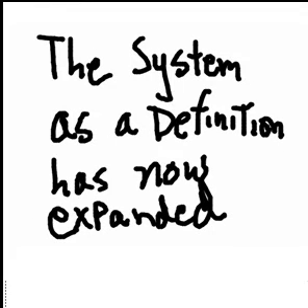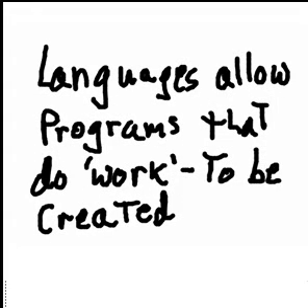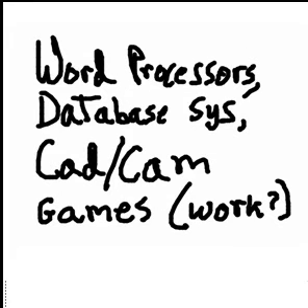The system, as a definition, has now expanded. It's now CPU, memory, I/O, and now language, encompassing compiler and interpreter. These languages allow programs that do work to be created by who? By programmers. Word processors, database systems, CAD/CAM programs, and games. So all these are programs, and they perform a type of work, and they're made by programmers, and they expand the definition of the system. They become part of the system.